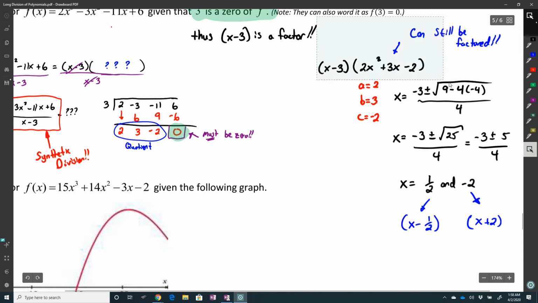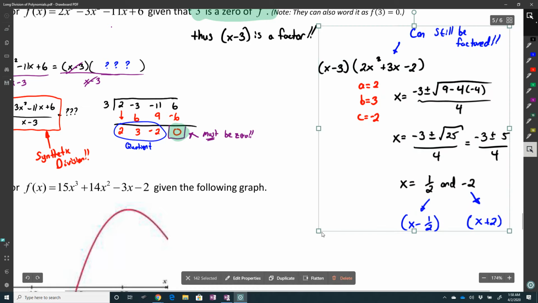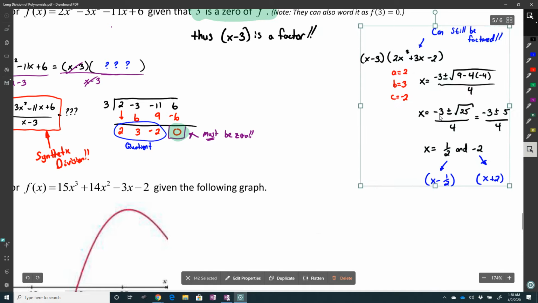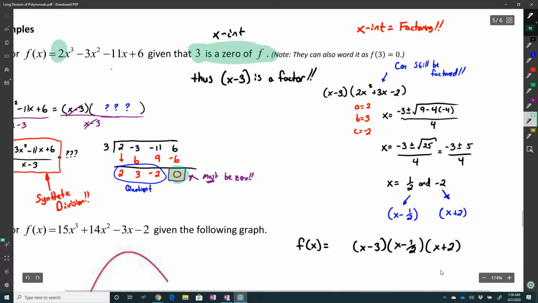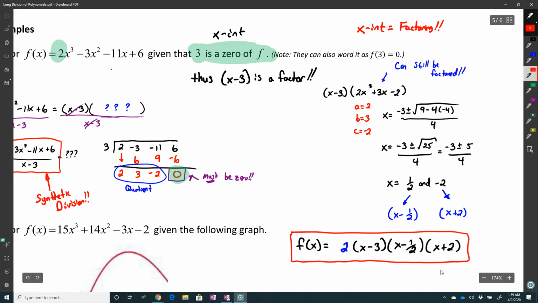I already knew x minus 3 was a factor, but now I have the other two because I found the x-intercepts. So my final answer is f of x is equal to x minus 3, x minus a half, x plus 2. Now the only thing we're missing is, notice that this guy starts with a 2 up front. And so I'm going to put a 2 up front. We explain that more in the next section, but for now just roll with it.